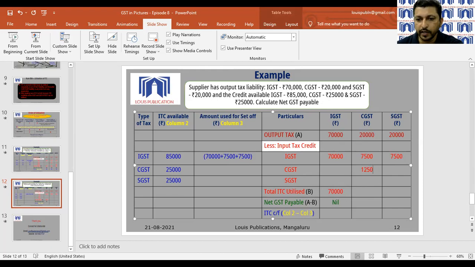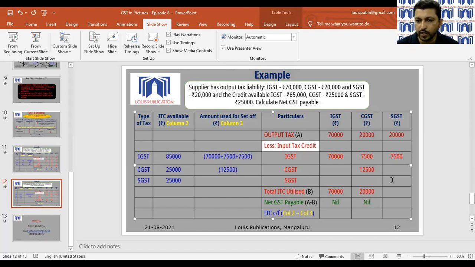12,500 more is needed. And this 12,500 will now be utilized from this particular number. So 12,500 is utilized out of 25,000 rupees. So that's how the CGST liability is settled. Now, if I take less input tax credit, 7,500 plus 12,500, this works out to 20,000 rupees. And A minus B, A is 20,000, B is 20,000. So net GST payable as far as CGST liability is concerned is nil.